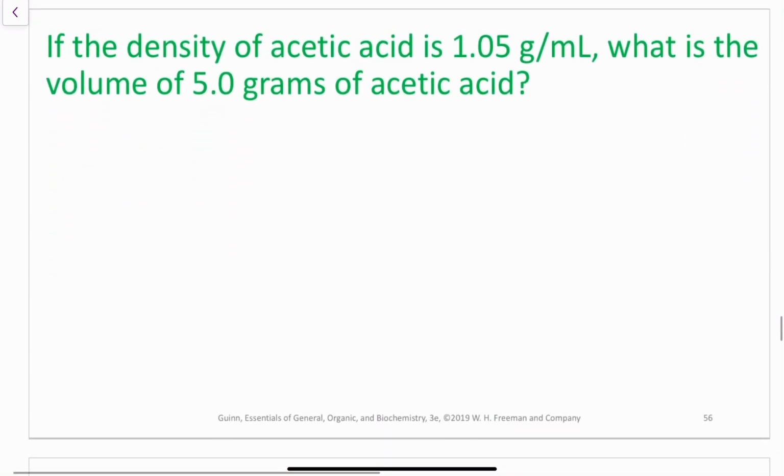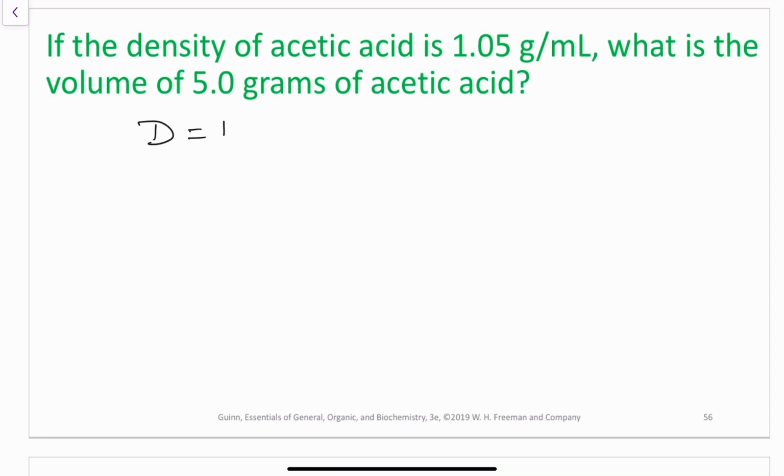Okay, now let's try to do one problem on density where you can use density as a conversion factor. So let's try to do this problem. If the density of the acetic acid is 1.05, so that means the density is given 1.05 grams per ml. What is the volume? You have to figure it out. What's the volume of 5 grams of acetic acid? Mass is given, which is 5.0 grams.